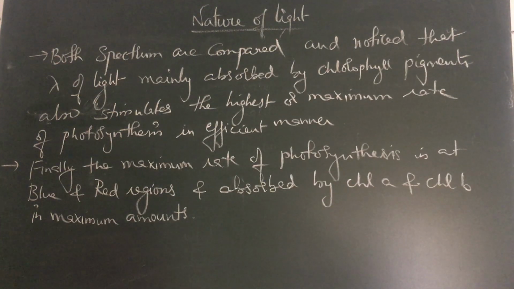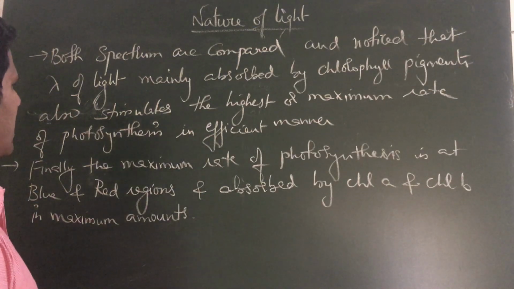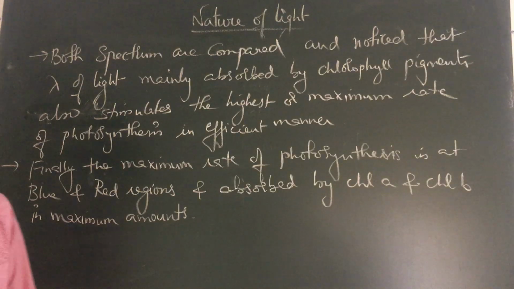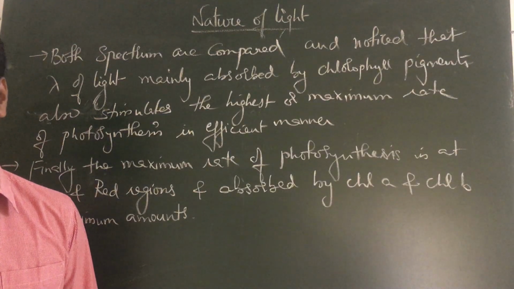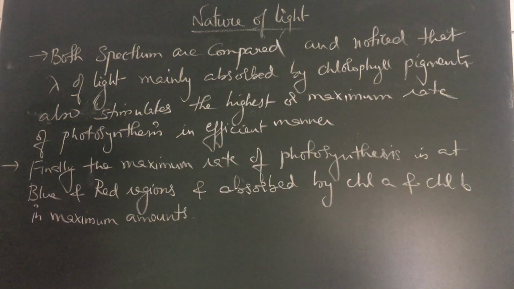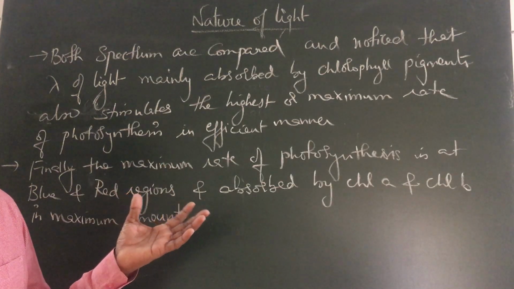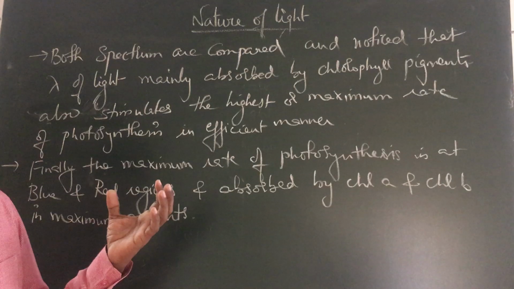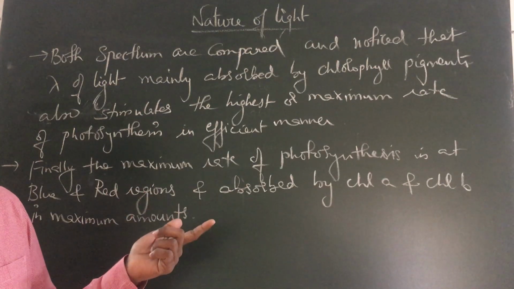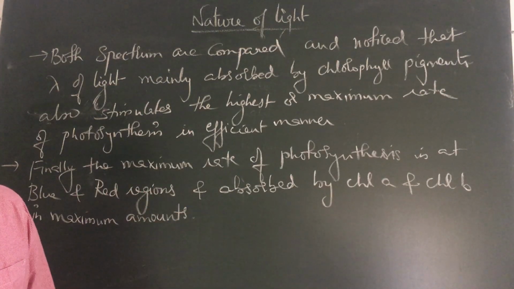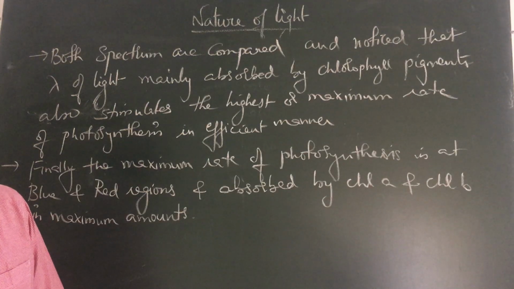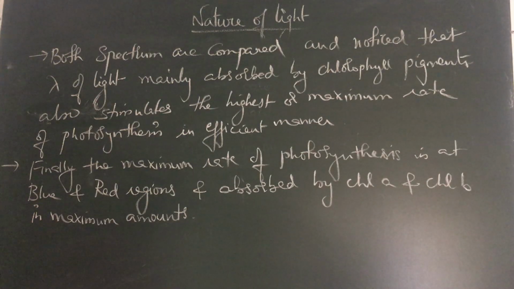So this is about the action spectrum and absorption spectrum. What did we study? Action spectrum: the rate of photosynthesis. Absorption spectrum: which pigments absorb at what wavelength of the light. Next, light harvesting complex.